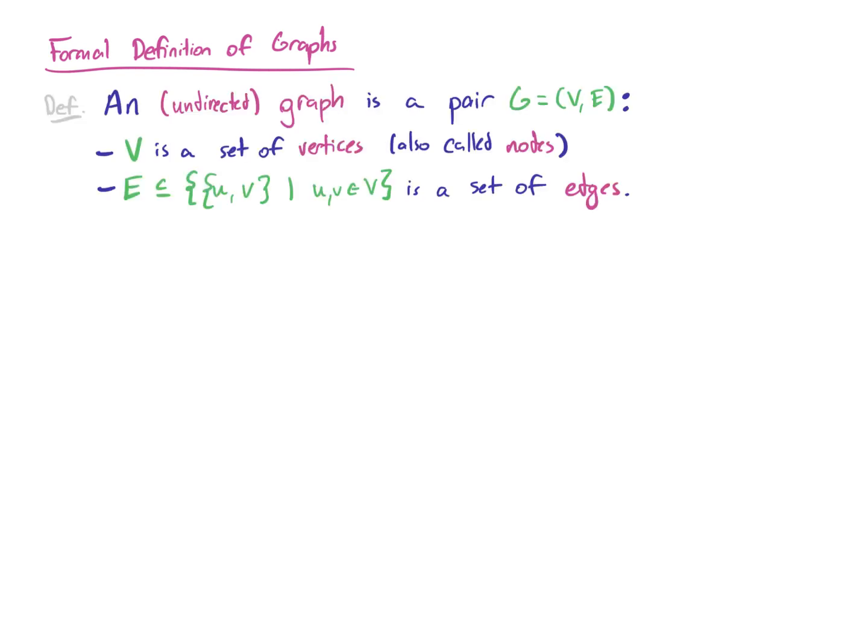Let's formally define what a graph is. Mathematically, a graph is really two things. In this class, we're mostly going to focus on undirected graphs. So when I say graph, I mean an undirected graph. And an undirected graph is a pair. We call the graph G, and the graph G is a pair of two things, V and E.